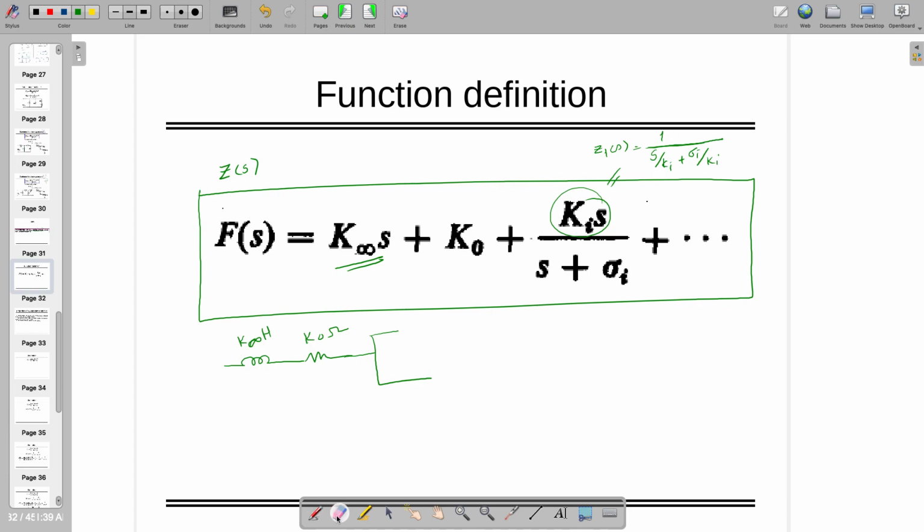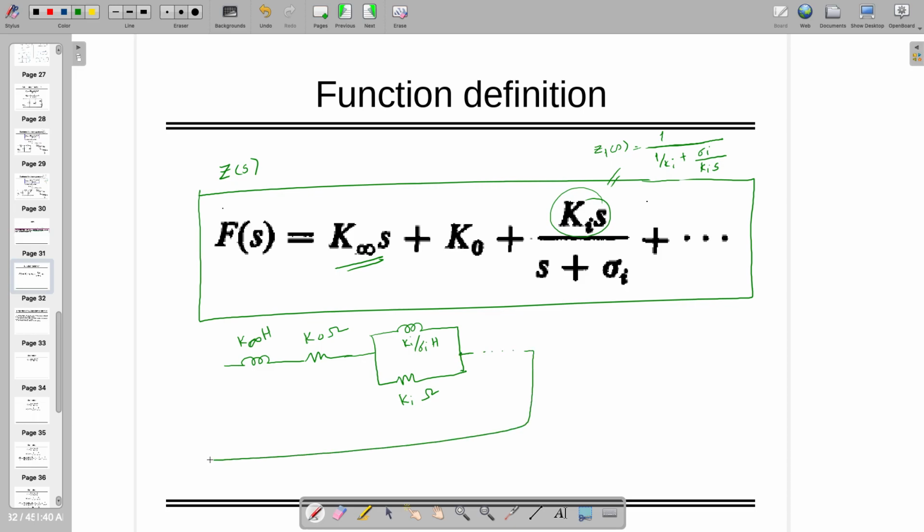Oh, I made a mistake here. That's why we got the wrong answer. So it's 1 by Ki plus sigma I divided by Ki times S, right? So the first entry is resistance, the second entry is inductor, right? So resistance is 1 by Ki ohm. It's Ki ohm, right? And this will be Ki by sigma I Henry, right? This is fine. And the same thing will go on.